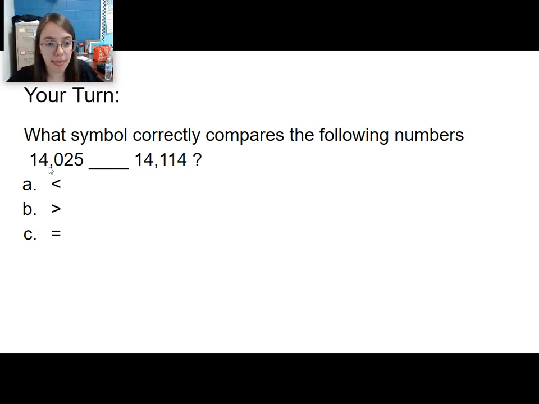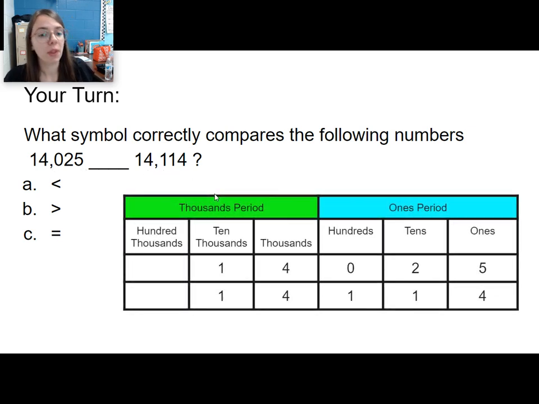Well, I have 14,025 and 14,114. Well, I'm going to stack my digits on top of each other and start from the highest place. Ooh, I have a 1 and a 1 in the 10,000s place, so that's the same value. That doesn't help. Move on. Thousands. Ooh, 4,000 and 4,000. Those are also the same. Doesn't help me too much. Move on. Ooh, this first number has no hundreds. This number has 100 though, and 1 is greater than nothing.